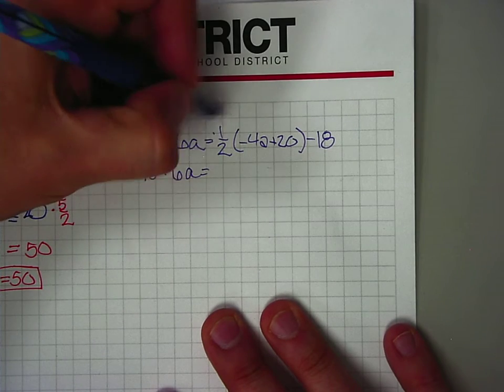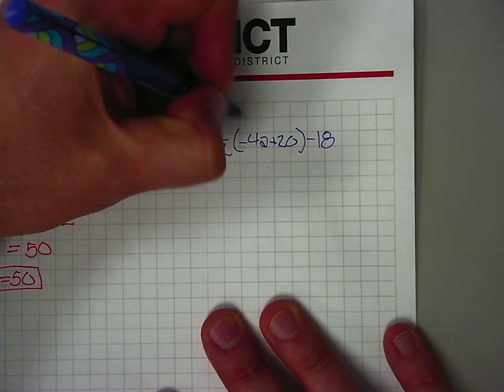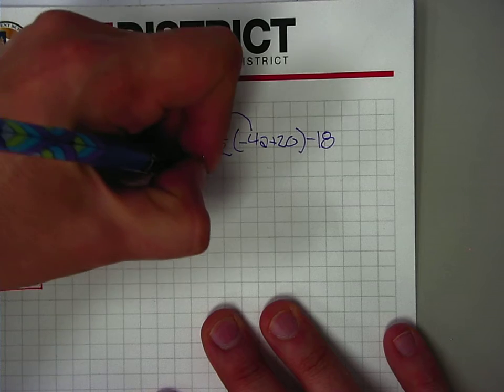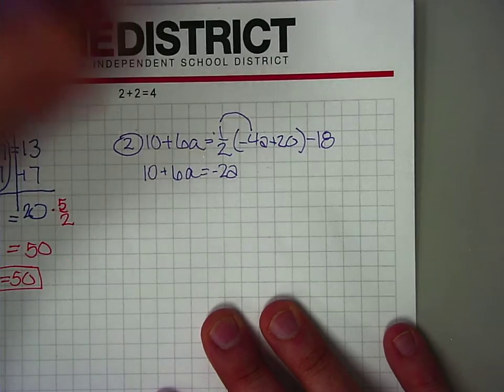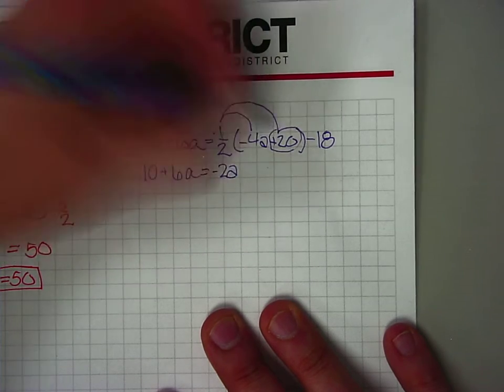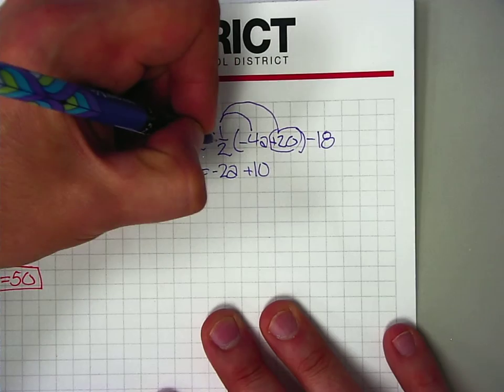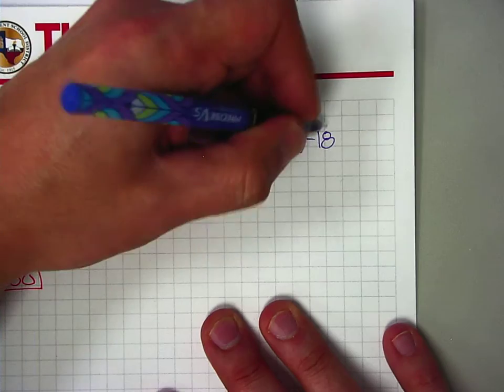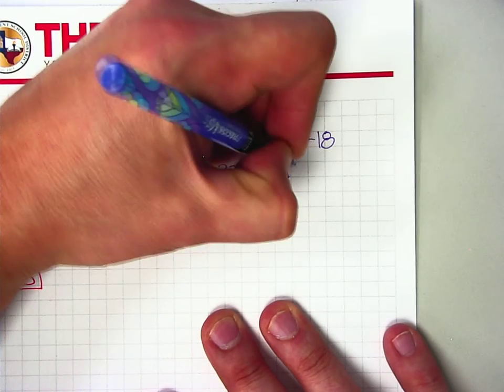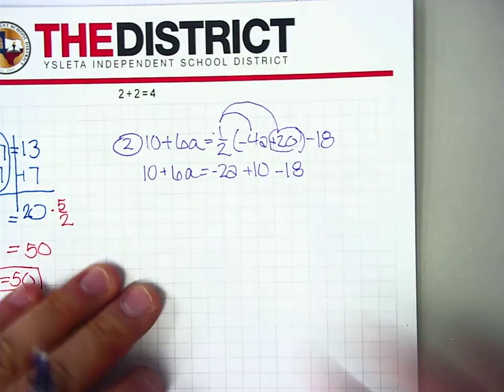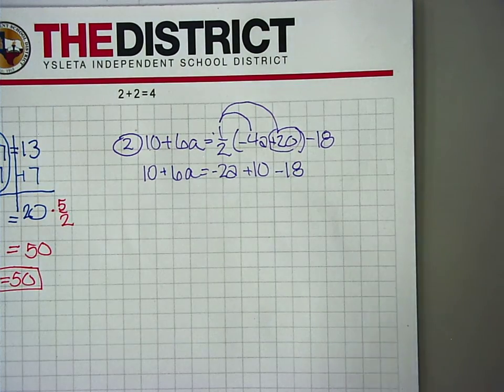So 1/2 of -4 is going to be a -2a. 1/2 of a positive 20 is a positive 10. Since I already distributed now, the parentheses can fall away, and I can just bring down whatever else I didn't use, in this case, the minus 18. So now I have distributed the parts of the equation.